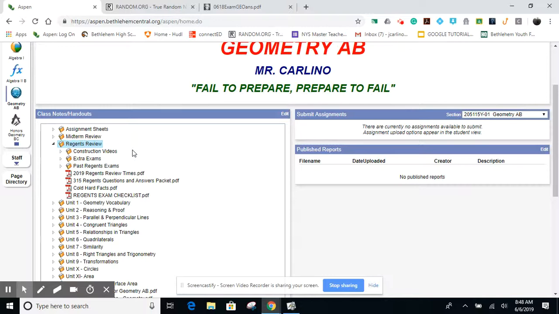All right, before I get to the folders underneath, let's get to these 4 files. Regents Review Times, if you lose it, it's there. That's the sheet I handed you when you came in. Same thing with the checklist. It's there if you lose it. Cold hard facts. It's there if you lose it.